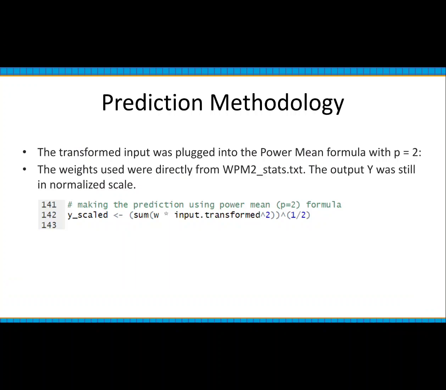The prediction methodology: the transformed input was plugged into the power mean formula with p equals 2. The weights used were taken directly from the WPM2 stats which we produced in task 3. The output y was still on a normalized scale. Below you can see the script for making the prediction using the power mean formula with p equals 2.